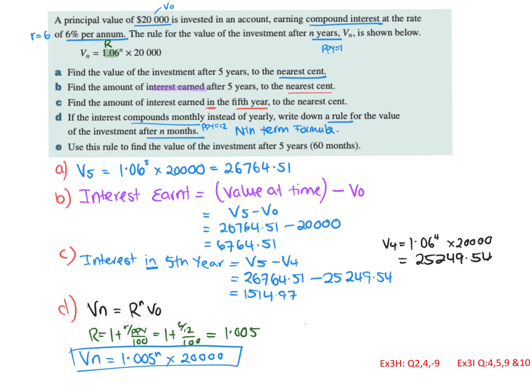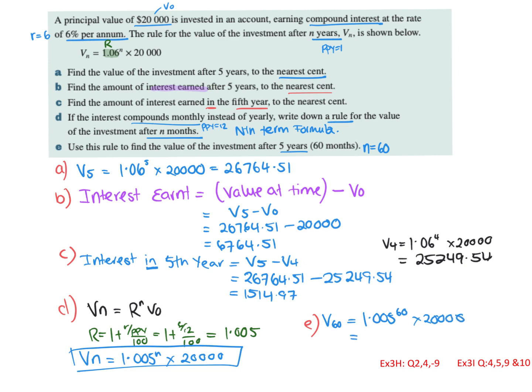Okay, and then the last one, it said use this rule to find the value after 5 years, which you've got to be careful too, because if we're going to a monthly scenario, 5 years is actually 60 months. So really, you're finding V60. So if you go value 60 equals, and we'd go 1.005 to the power of 60 times 20,000.